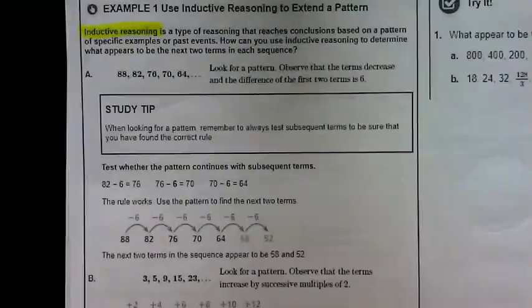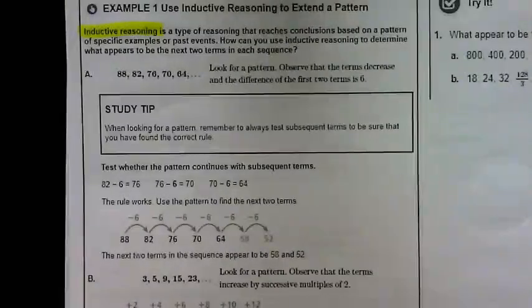How can you use inductive reasoning to determine what appears to be the next two items in each sequence? With inductive reasoning, you're using examples that are being given to you. Based on those examples, you're identifying a pattern that you think may work, and then you're applying it. So inductive reasoning is reasoning based on looking back, and it's based on observation. Questions so far? All right.